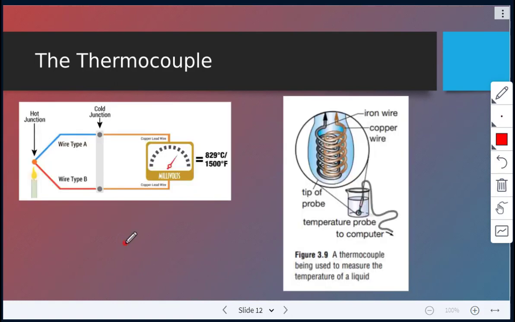So let's take a look here at some examples of a thermocouple. So again, we have 2 wires twisted together. So for example, in this one here, we have an iron wire and a copper wire. All right, so here it's being used to measure the temperature of a liquid. And then here we have another one. We have a candle. We have 2 types of wires. It's saying it's a copper lead wire. Wire type A, wire type B is not really told what the wires are made of. But here we can see the 2 types of wires. One was iron and one was copper.